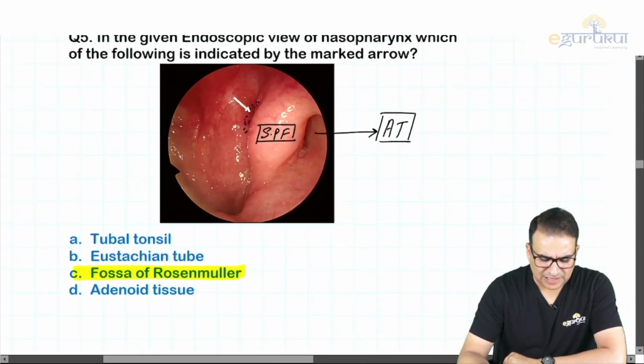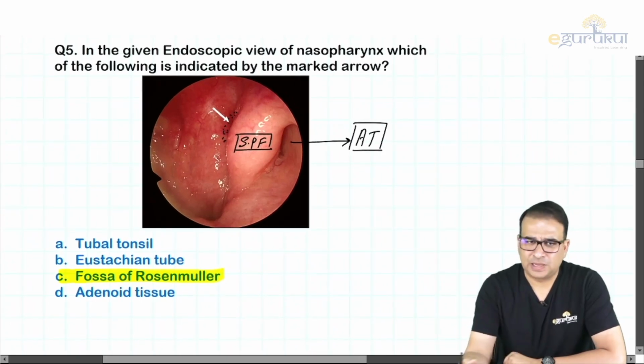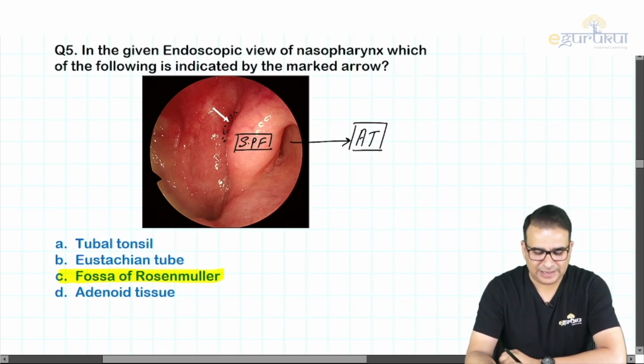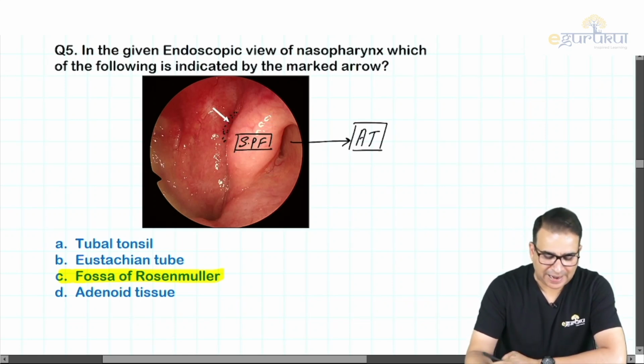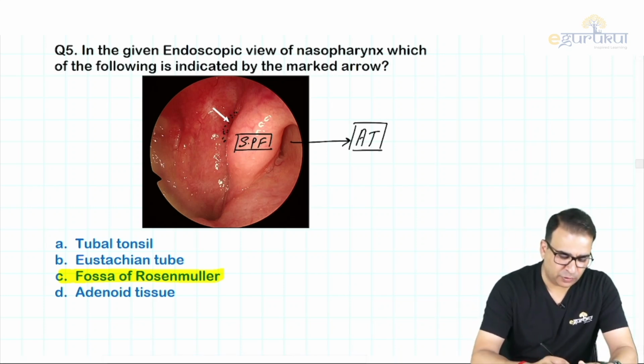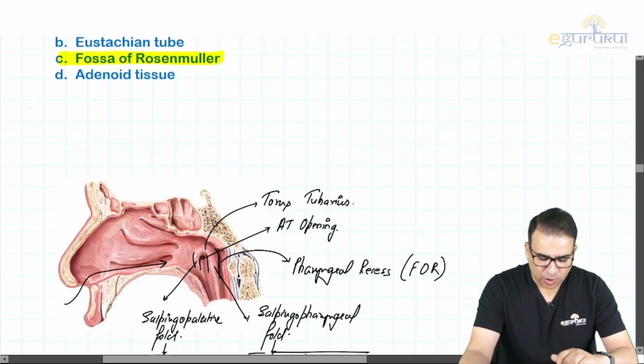So it's basically about identifying where the arrow was placed. Some people said the arrow was actually placed on this tubal tonsil area, and most of the people advocated that the arrow was kept behind this salpingopharyngeus fold, and it has to be the fossa of Rosenmuller in this question. Now moving on to the next question, guys.